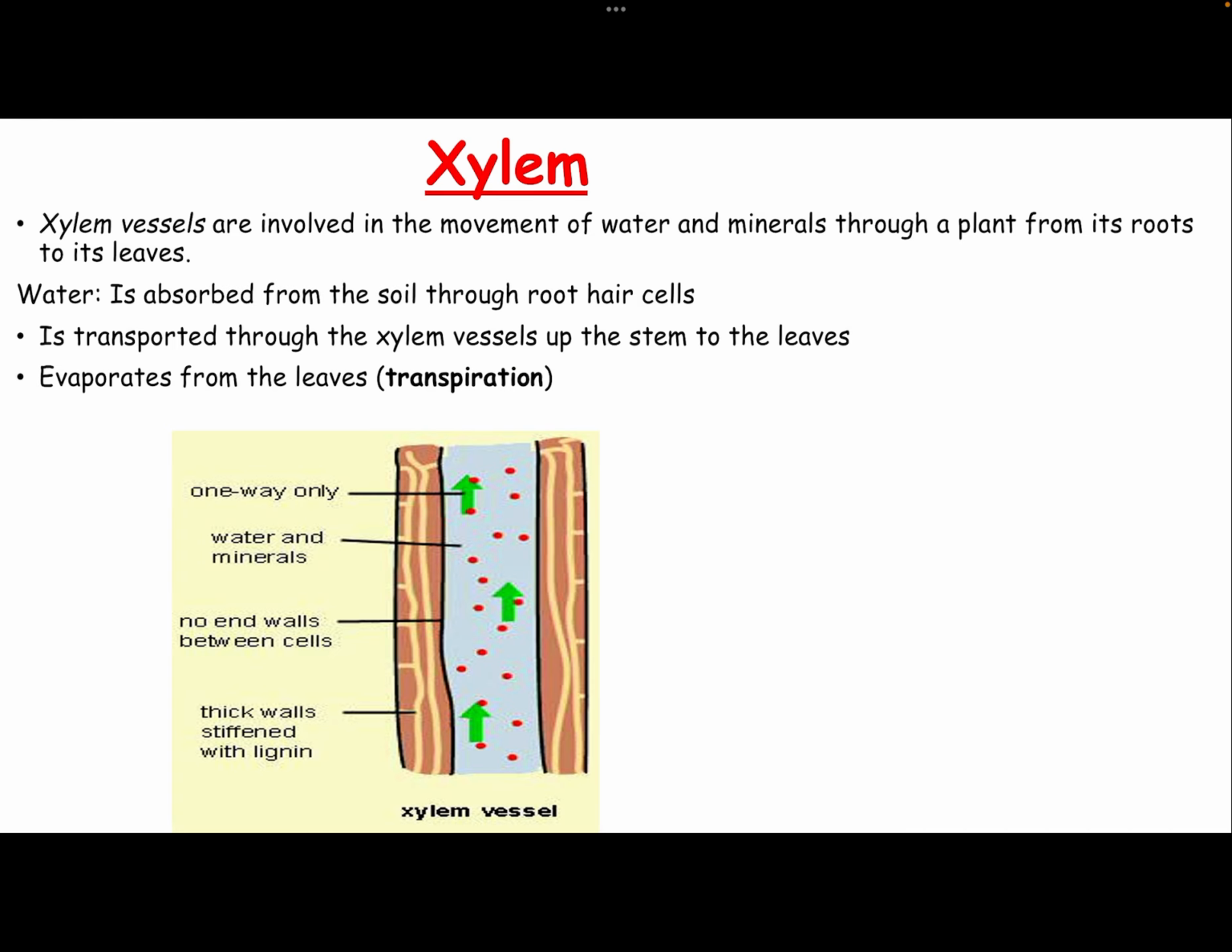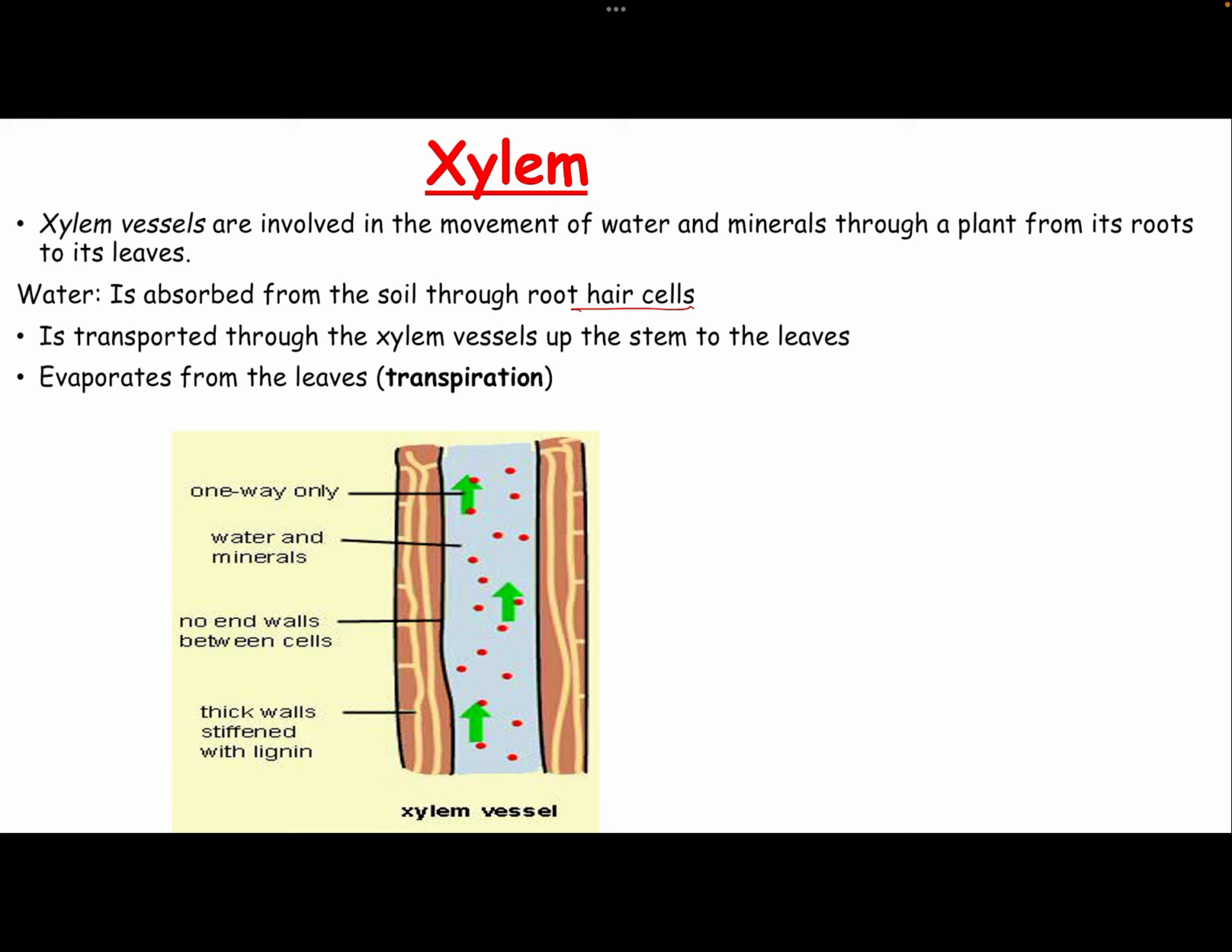Xylem. Xylem vessels are involved in the movement of water and minerals through the plant from its roots to its leaves. Water is absorbed from the soil through root hair cells. So root hair cells are very important, and that's why having a large amount of them increases the surface area, which allows the plant to take up as much water and minerals.